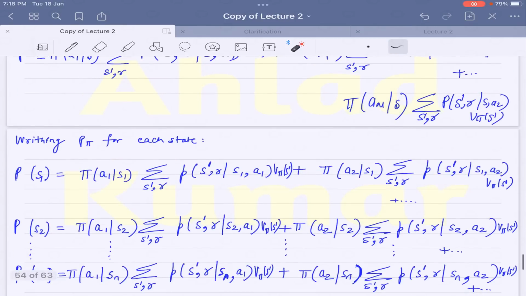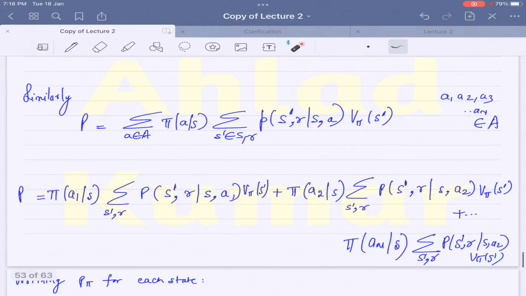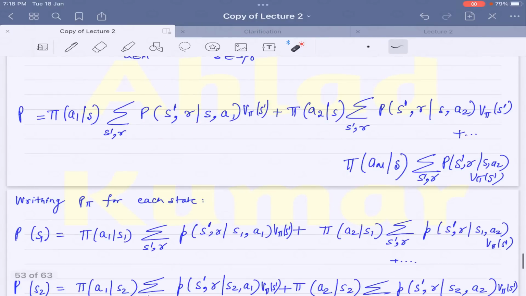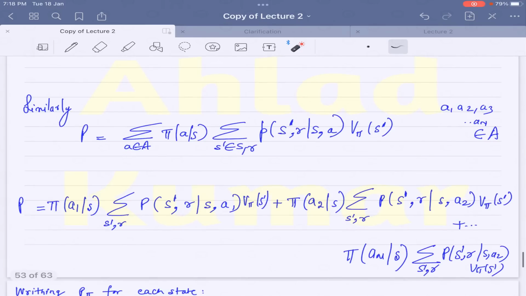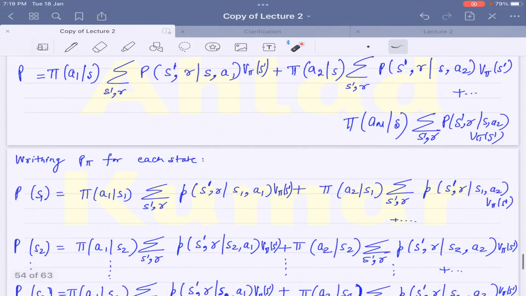So now let us write for the single states. Here we will see the expansion for the different states. s prime again belongs to a capital S, so s prime can be anything. It can be s1, s2 till sn, and it belongs to the bigger set capital S. So we are trying to expand this and see how we can express this summation.